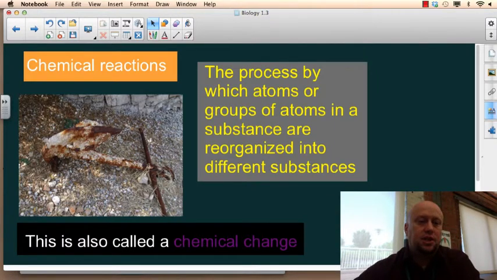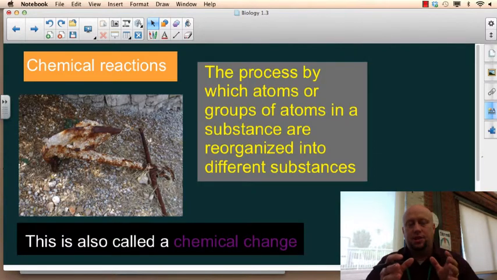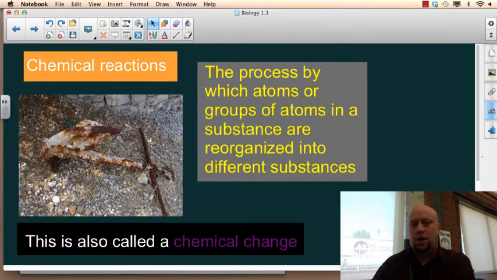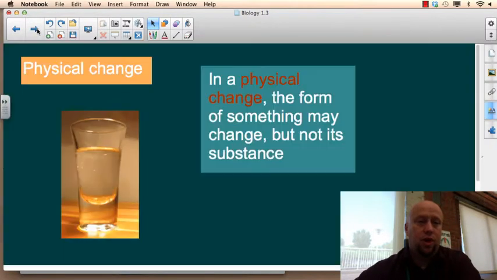So the example here, something like rusting, if something's burning, if food is cooking, all of those are chemical reactions that are around us every day, where it's one substance, so it's iron, and then it combines with oxygen and it turns into iron oxide. So it's a new substance. It's not the same thing at the end. That's a chemical reaction, or we sometimes refer to that as a chemical change. Any chemical change involves some sort of chemical reaction.